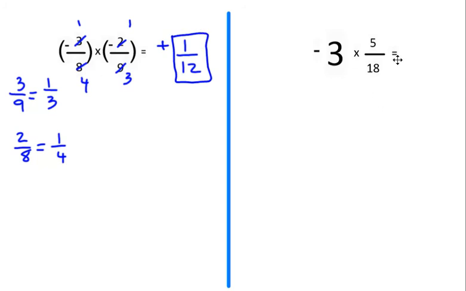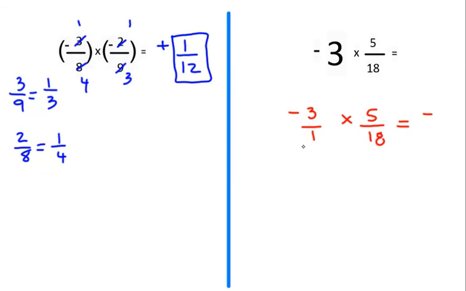All right, next one. Now I'm going to rewrite this one so that I put my 3 over 1. So negative 3 over 1 times 5 over 18. So I have a negative times a positive, so my answer is going to be negative. Okay, now I'm going to go ahead and do my checks. Can 3 over 1 simplify? No. 5 over 18, can that simplify? No.